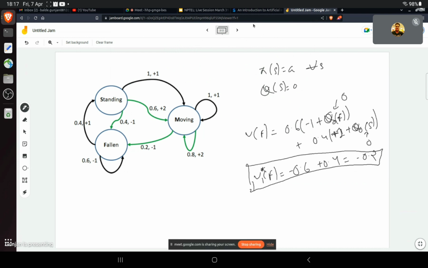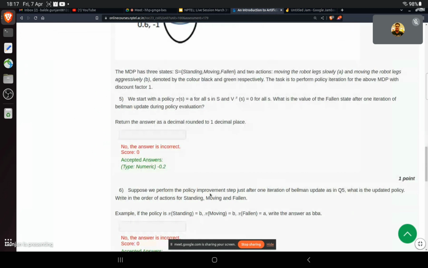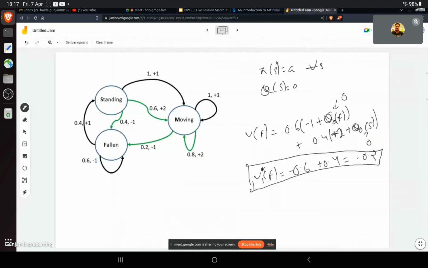So V1 of F, basically V star 1 of F, is equal to V1 of F, and that is minus 0.2. Now it is asking that suppose we perform the policy improvement step just after one iteration of Bellman update, what is the updated policy? Okay, so just like we did for V of f, we will do for V of s. Can anyone tell me the equations for V of s, what it will look like?